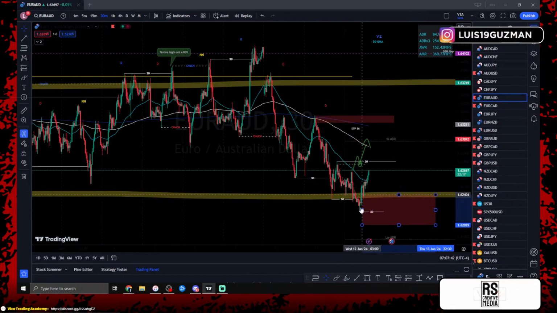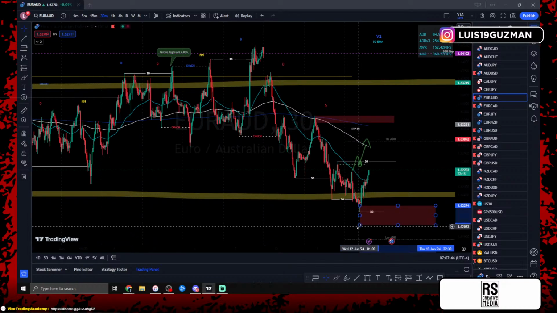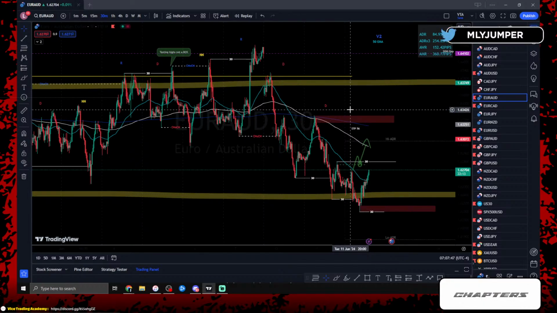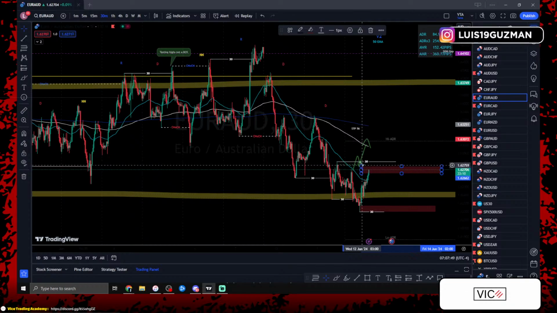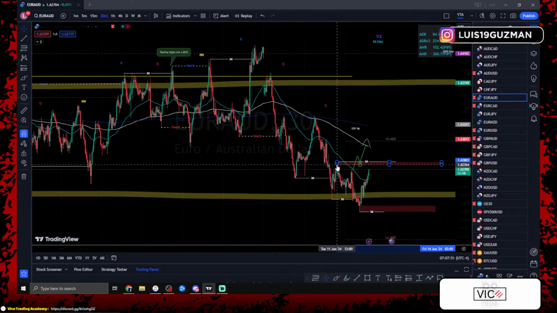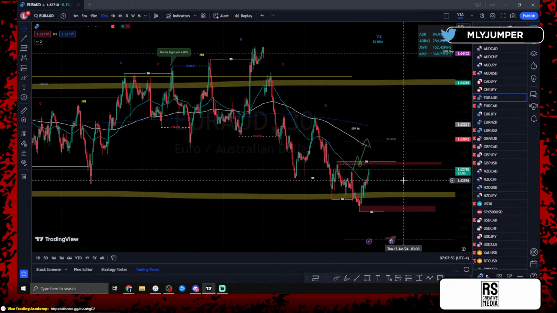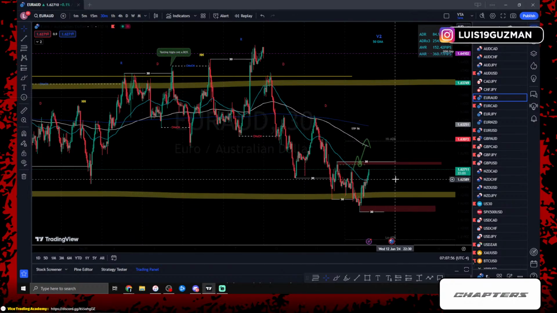Also, if we zoom out and update this real quick, right? So we know we're trading between this 30-minute low and this 30-minute high. And this probably already gave traders that opportunity to enter going long. So this might be a nice entry down here.